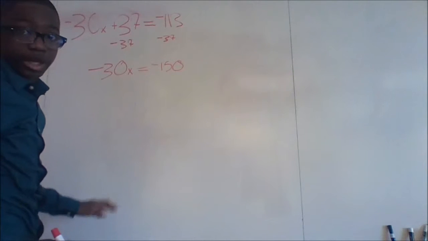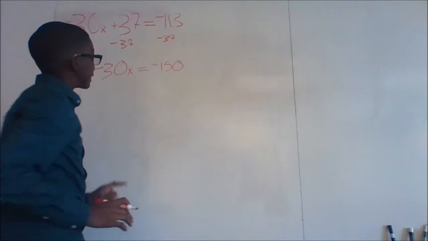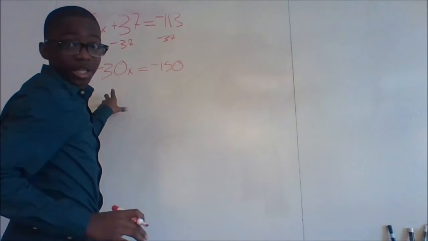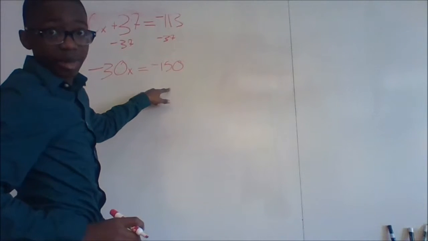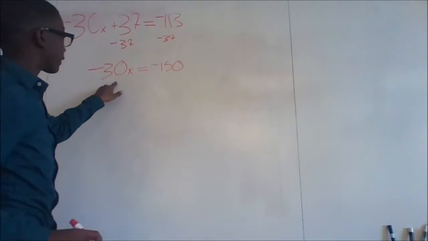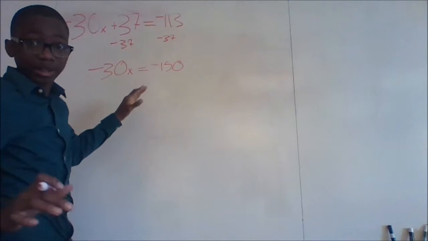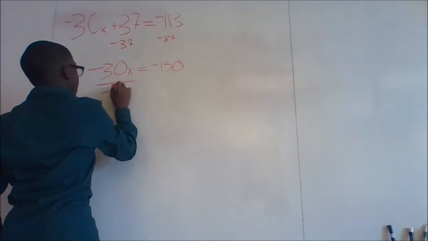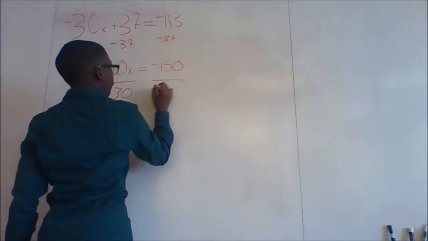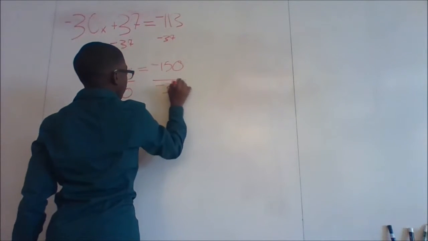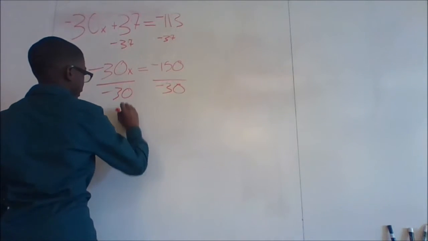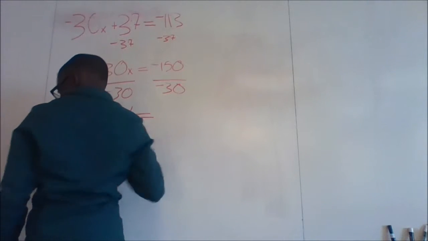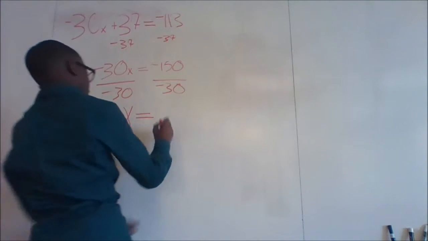Okay, so now our next step is to divide each side by negative 30, because right now we have negative 30 times x, and we want to get that isolated. So when we divide each side by negative 30, if you're doing the math, x is going to equal 5.